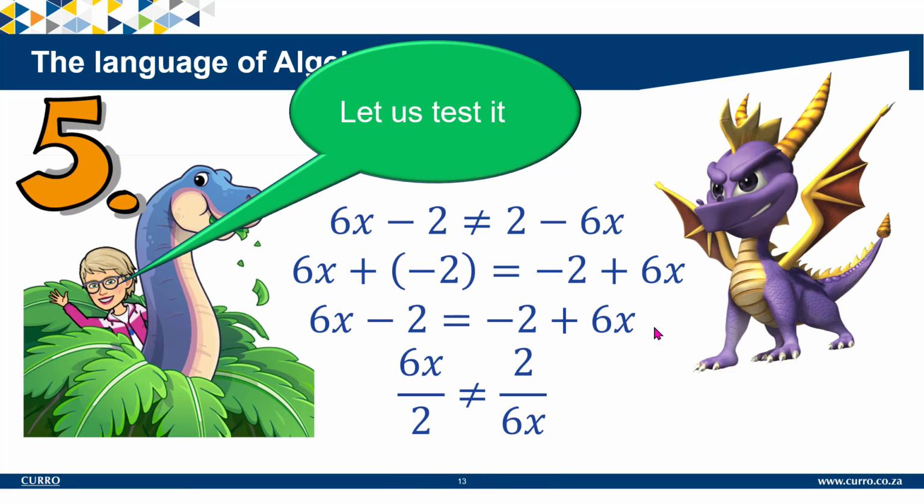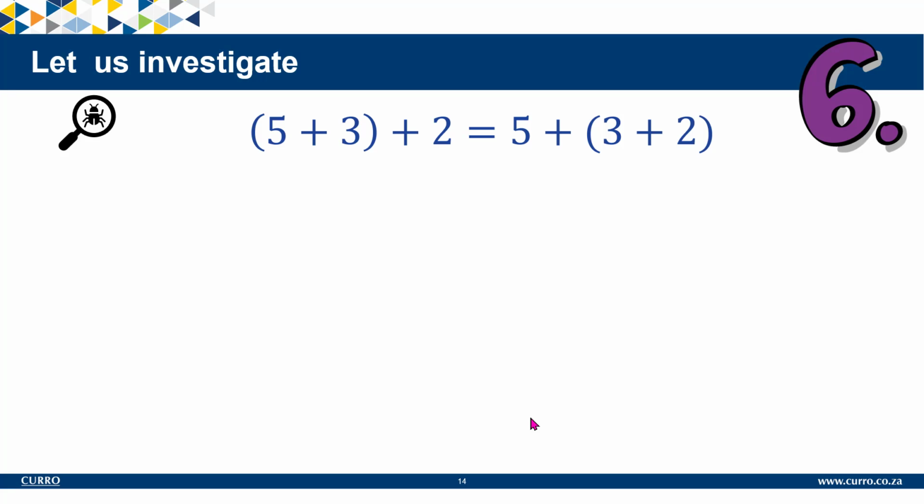6x divided by 2 is definitely not 2 divided by 6x. This will give you 3x. This will give you 1 over 3x. Let us investigate further. Write this one down as example 6. So now the order of the numbers is exactly the same. So it's not the commutative property, but we group different numbers.